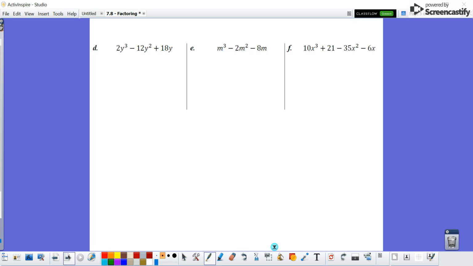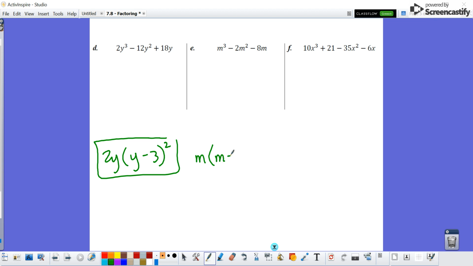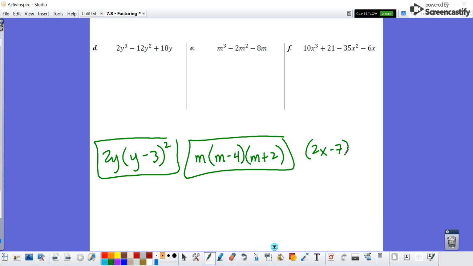And we would do the same exact things here. If you'd like to work through them, I'll just write down the final answers for them. You would have 2y and then y minus 3 squared. GCF of an m. And then it looks like you probably have to AC plus B here. Final answer, and here, this would be 2x minus 7, and then 5x squared minus 3.